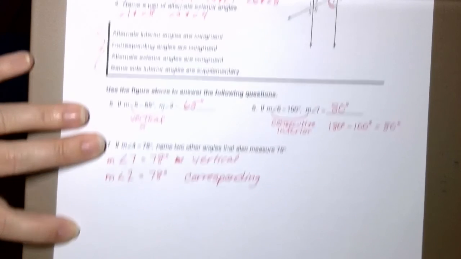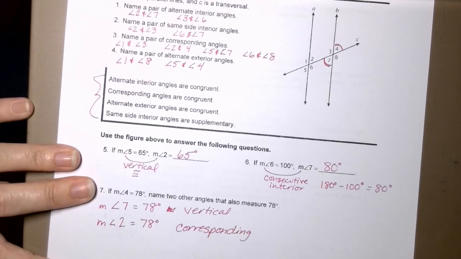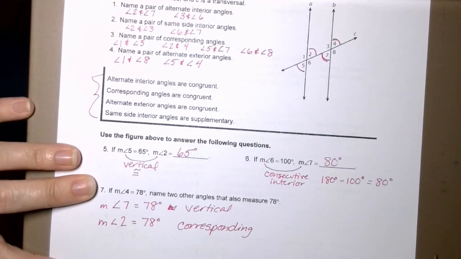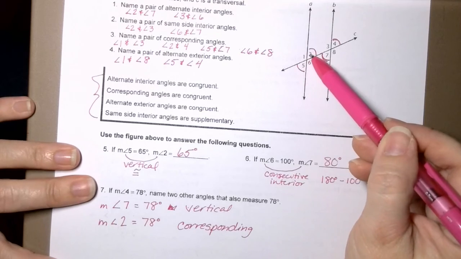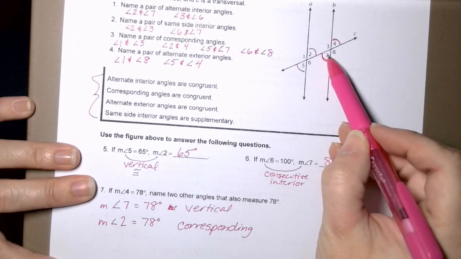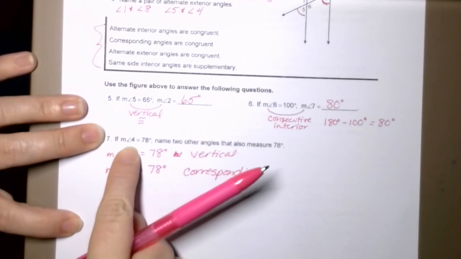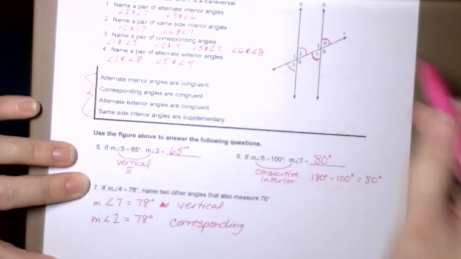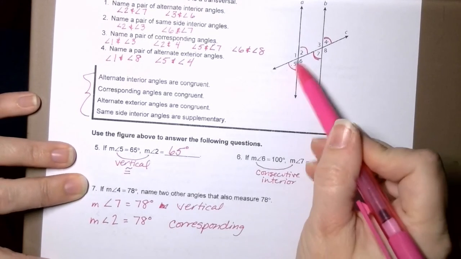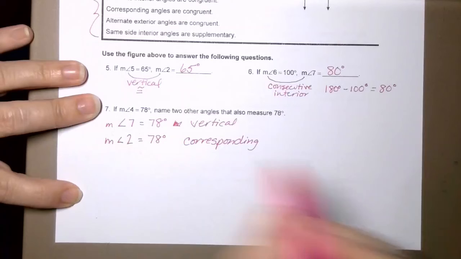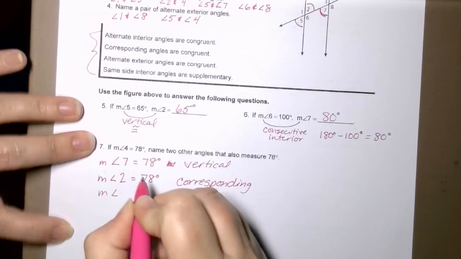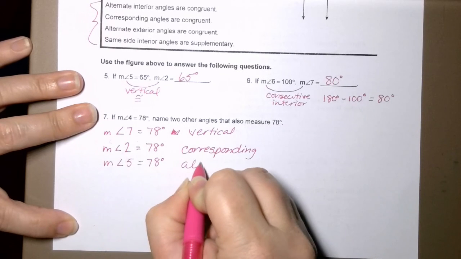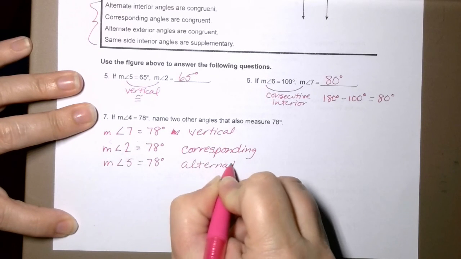Now it says only 2 angles. Can you give me another one? Why is 5 also 78 degrees? It's vertical to 2, yes. But what else? It's also corresponding to 7. But if we go back to the original angle they asked about, angle 4, how is 5 related to 4? Alternate exterior. So it's related to all of those guys. So all 4 of those angles are congruent. So the measure of angle 5 is also 78 degrees because it's alternate exterior.